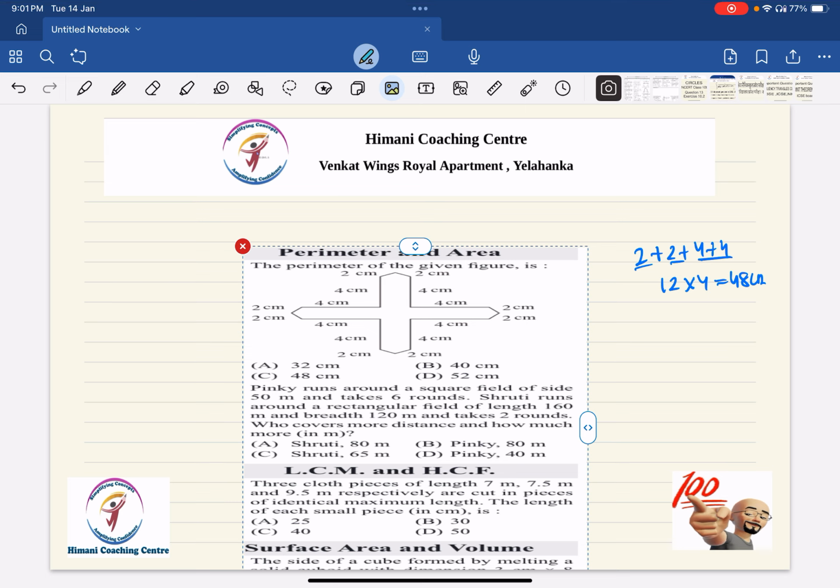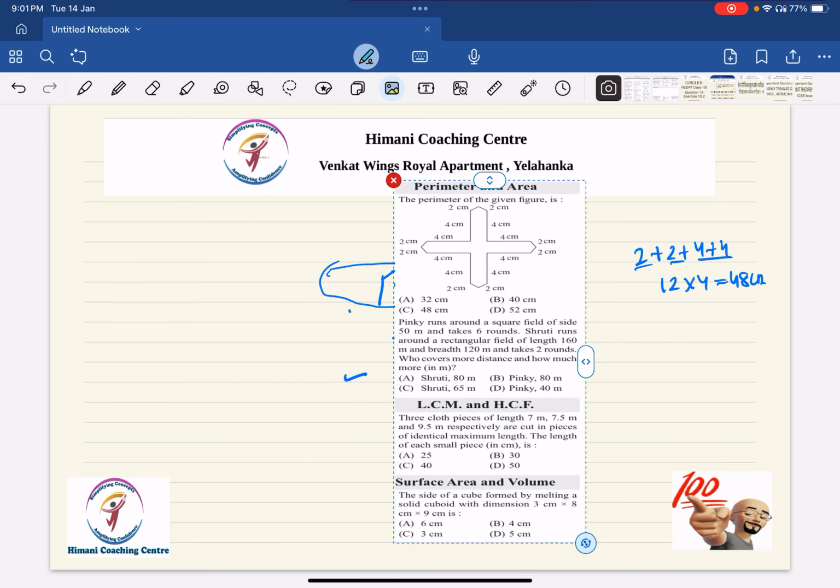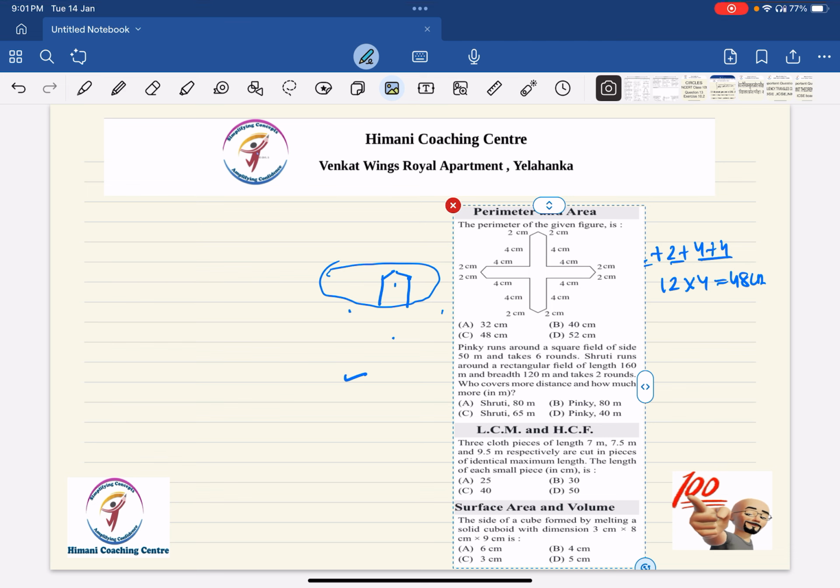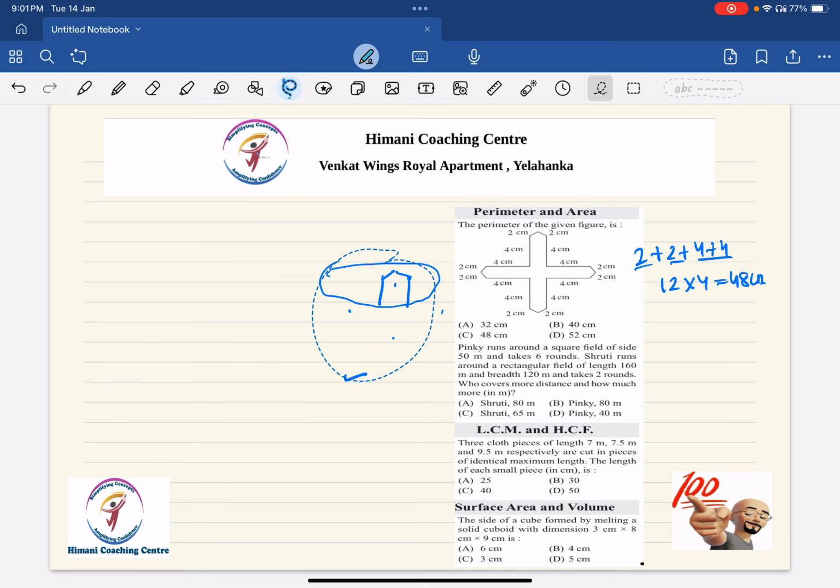Okay, students. Now again let us go back and look at the next question. Here we are given Pinky runs around a square field of side 50 meter and takes 6 rounds. Shruti runs around a rectangular field of length 160 meter and breadth 120 meter, takes 2 rounds. Who covers more distance and how much?